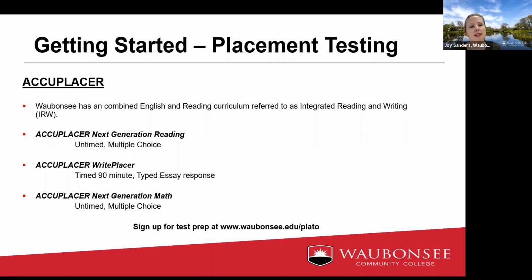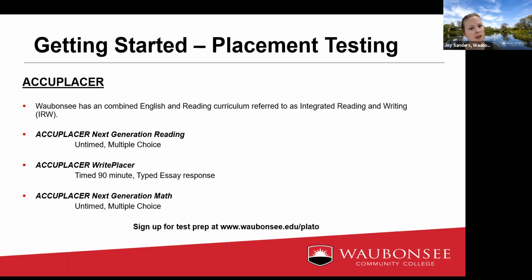So if you need to take the Accuplacer test with us, it's a 3-part test. We will only have you test in the pieces that you need. So for example, if you are able to use your ACT or your high school GPA for the English score, but not the math, we're only going to have you Accuplacer test in the math. The sections are reading, which is an untimed multiple choice test. You can take as long as you need to do that.